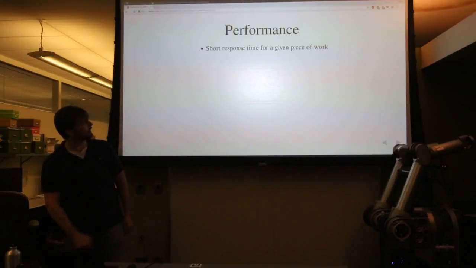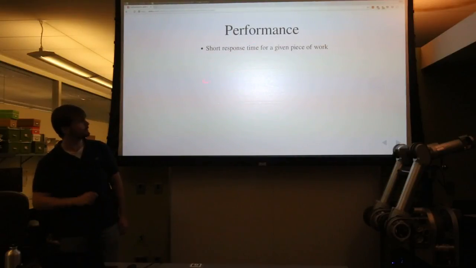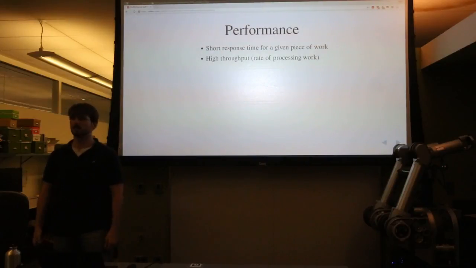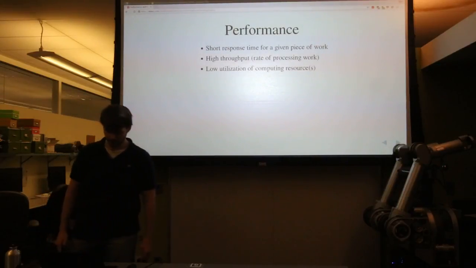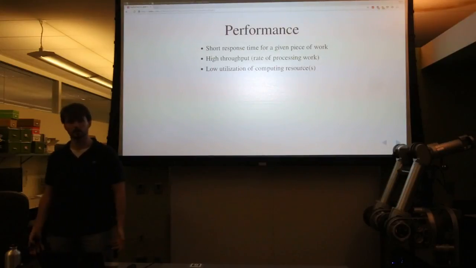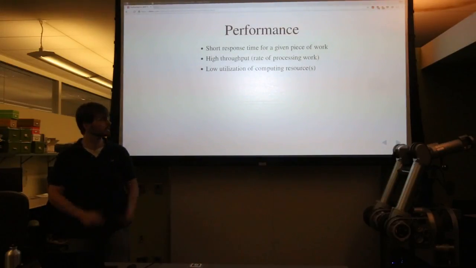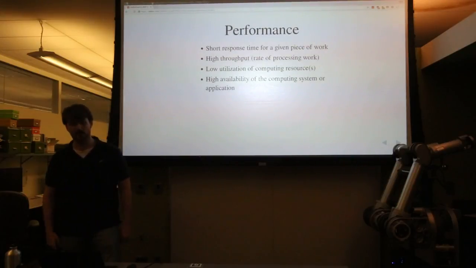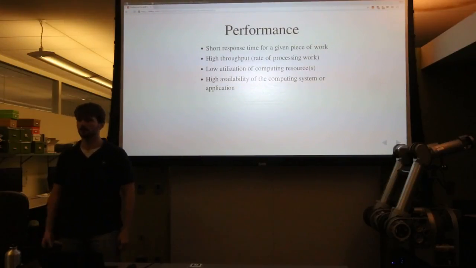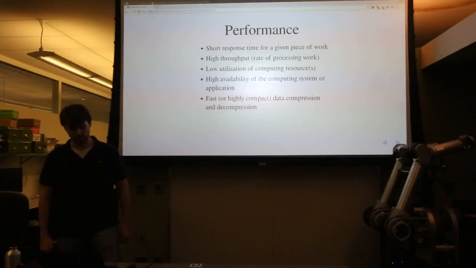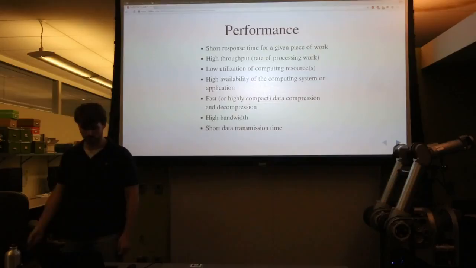You might talk about short response time, so being able to do something very quickly, time-wise. High throughput, being able to process a large amount of data. You might talk about low utilization of computer resources, so low memory footprint, or low power consumption, especially important on mobile devices. You could talk about high availability, so something that's up 24/7 without ever crashing, something like a rover that you send millions and billions of miles away. You could talk about speed of algorithms, bandwidth utilization, or transmission times.